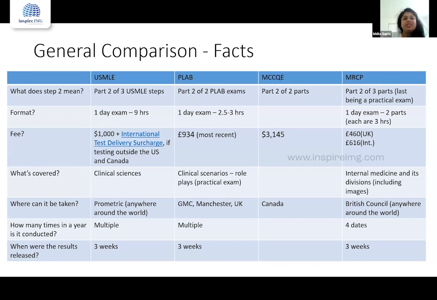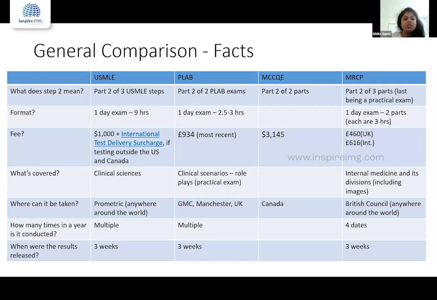About the fee, now these are the most recent ones. I think the PLAB had a change in April or something, but these are the most recent fees that I found on the website. Again, my bibliography is linked towards the end. I will put it in the chat.